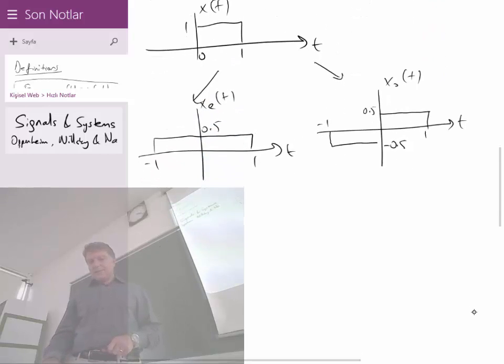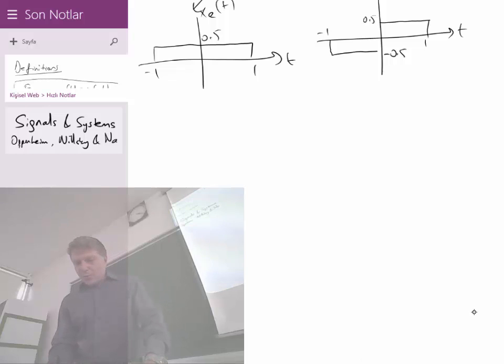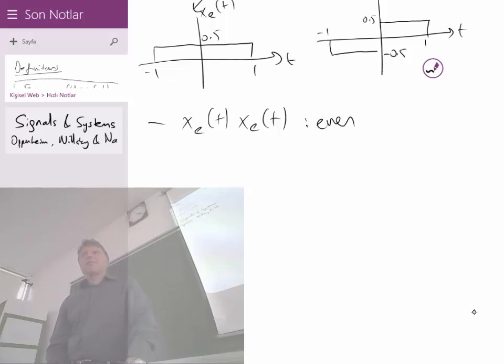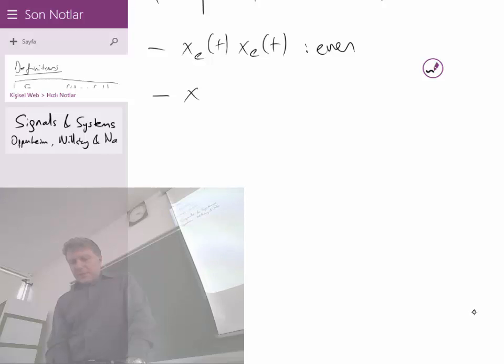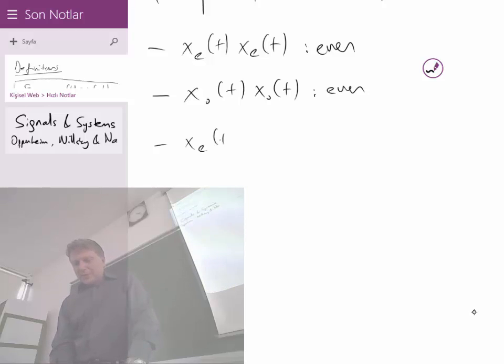Okay, so that is question number 1. Question number 2. Show that the multiplication of two even functions is an even function. This is easier, right? I mean, it's easier to see. But can you show it? Another one. The multiplication of two odd functions is even. What else? The multiplication of the even function and the odd function is odd.